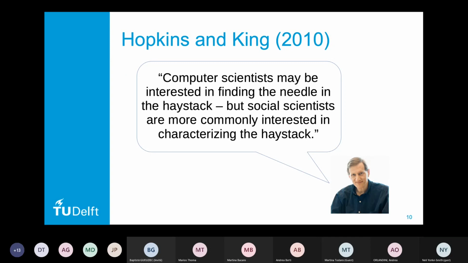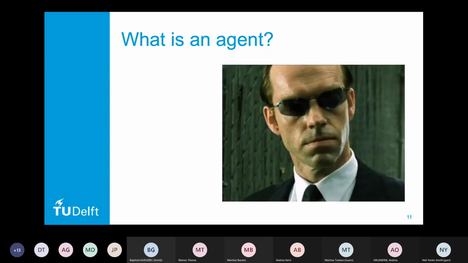So computer scientists might be interested in a needle in the haystack, but social scientists want to know about characterizing the haystack itself. It's a different mindset, a different way of thinking. And this is important when we come to the study of complex systems and in agent-based modeling, as we're going to discuss today. Okay, so let me put up a slide about what is an agent.